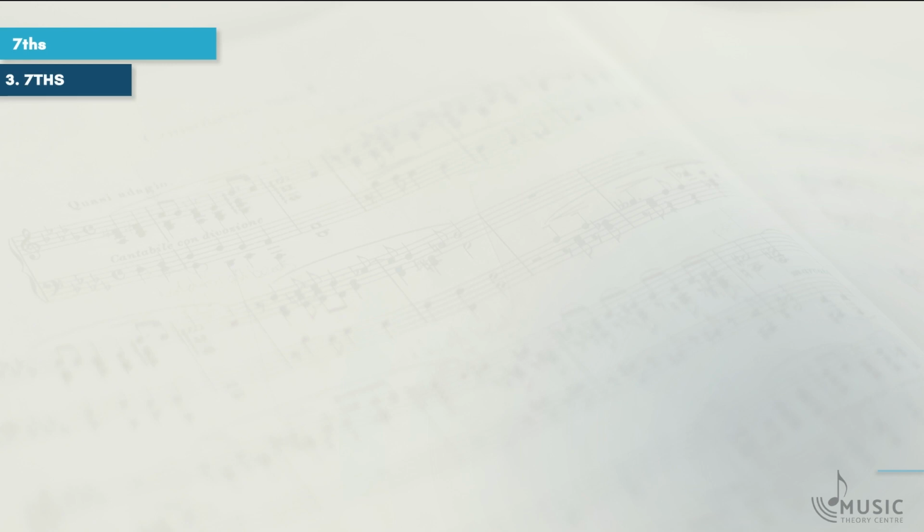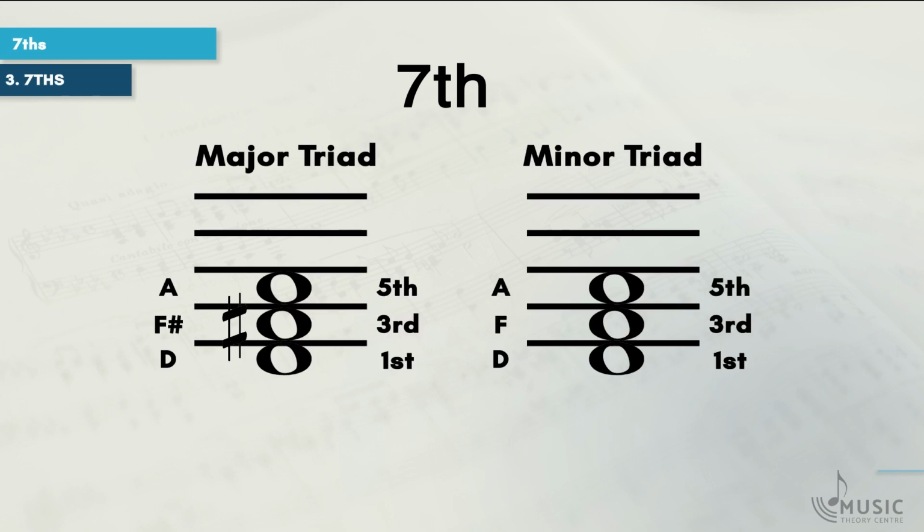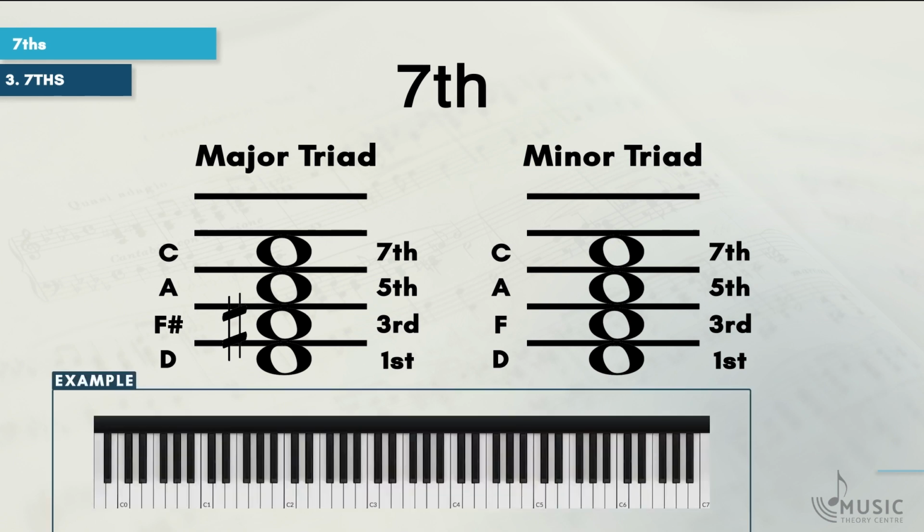3. Sevenths. The most common extension is called the seventh. The same way the third can be minor or major, so can the 7. Continuing the example in D, the 7 for a D triad will be some kind of a C. It's always the note before the octave. The 7th of G is an F, the 7th of B is an A, etc.